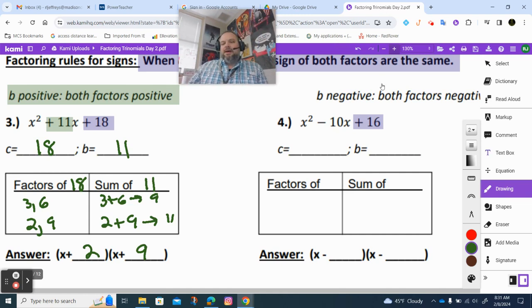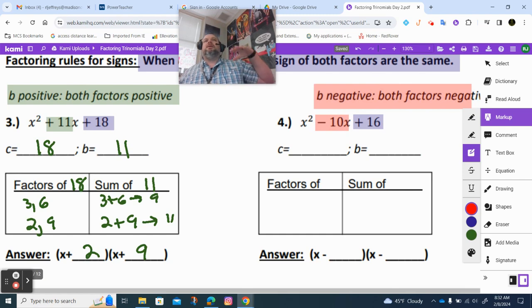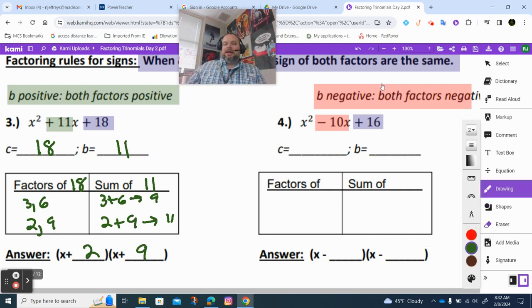Now, this time our B is negative. That means both of our factors are going to end up being negative. Now, if you're not good at positive and negative, adding, subtracting, multiplying, dividing, that's why we have these rules. Just watch. I got y'all. I promise. 16, negative 10.